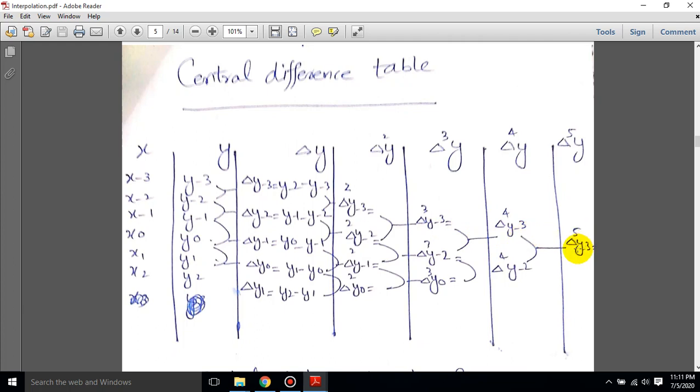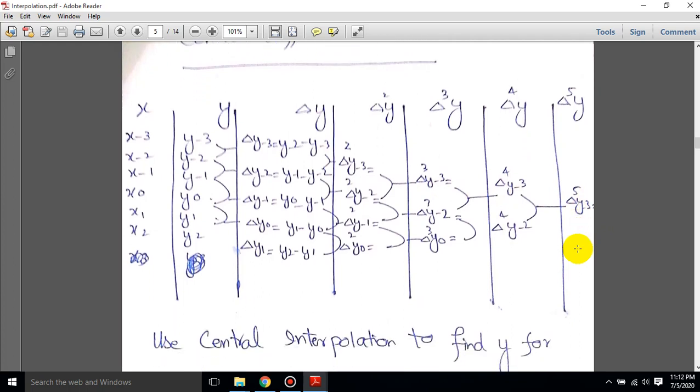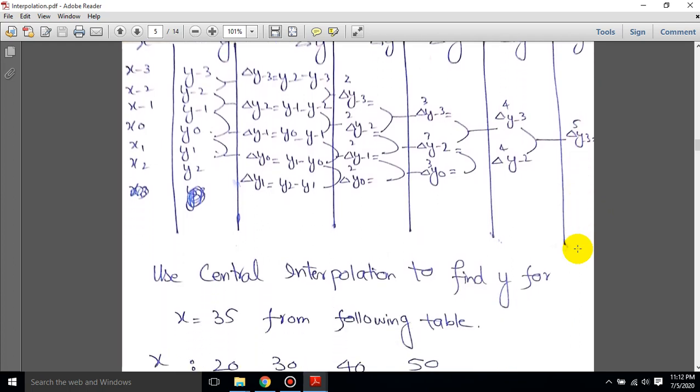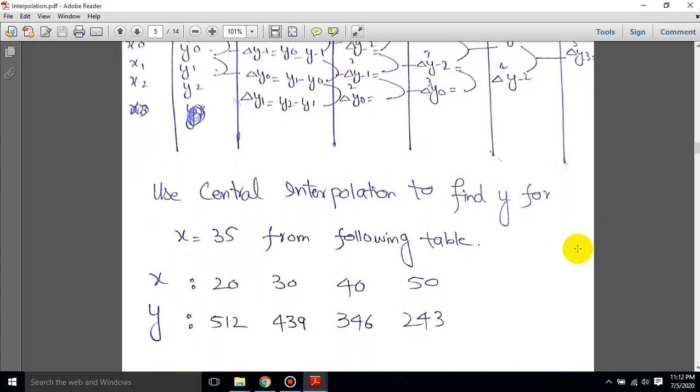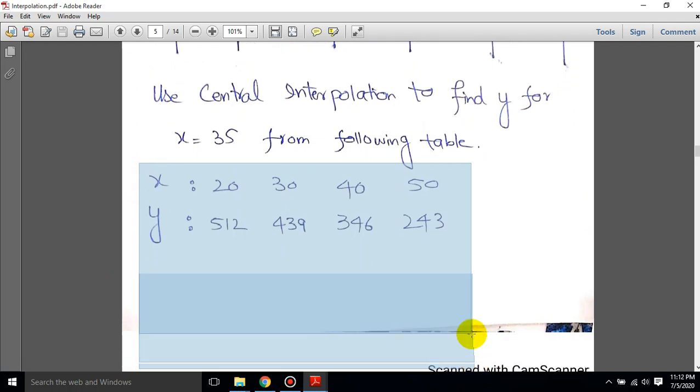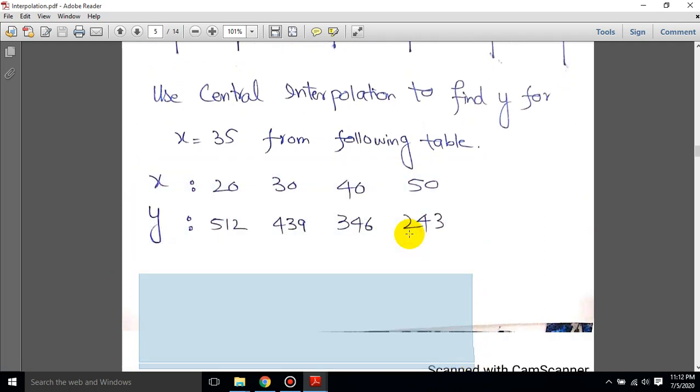So that is about the central difference table that we're going to use in different interpolation techniques in numerical methods. For example, we're going to do an example as far as this difference table is concerned. So this is an example here. We're going to use central interpolation to find y for x equal to 35 from the following data.